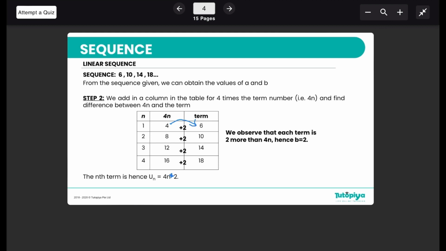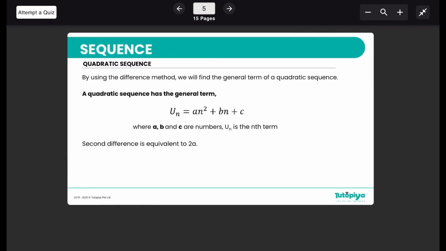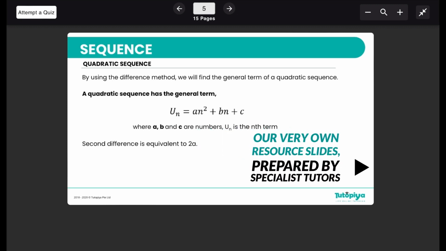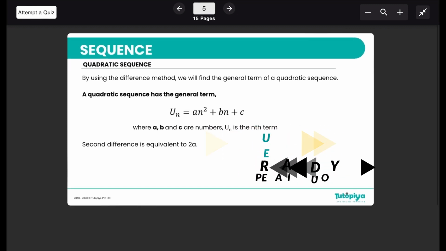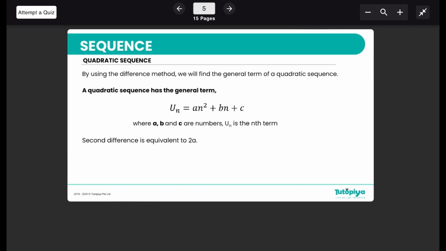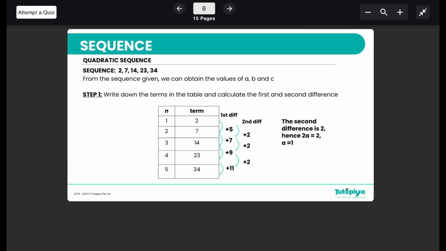Alright. So moving on to the next equation, this is a quadratic sequence. un is equal to an squared plus bn plus c. So now you have an additional c term also coming in. Again, un still means that it is the nth term. And what you importantly need to know is that the second difference is going to be equal to 2a.